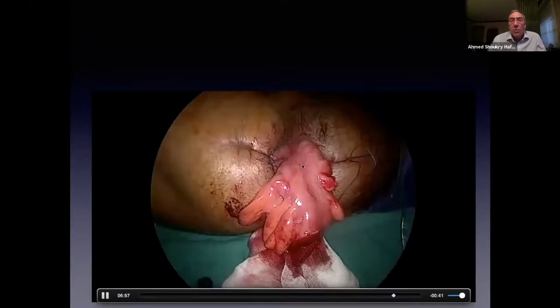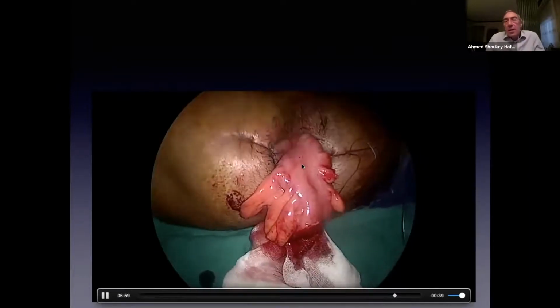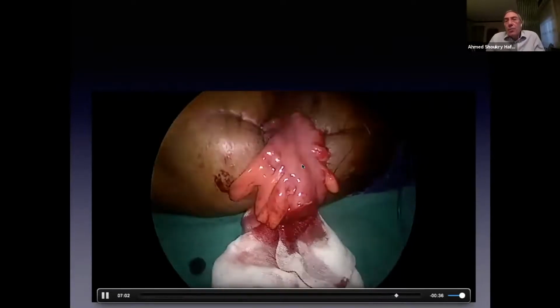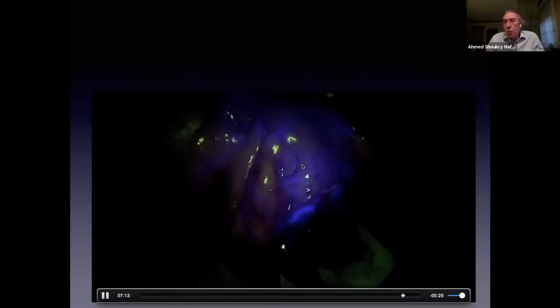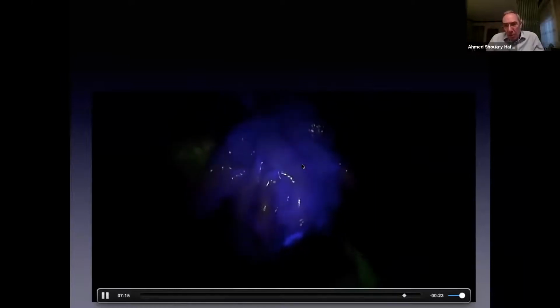And all around. This is after we have finished the perineal part, and we have the area that will be anastomosed, the colon that will be anastomosed to the anus, and we injected again to ensure before making the anastomosis. We have injected ICG again, and you see the colon is very nicely vascularized.